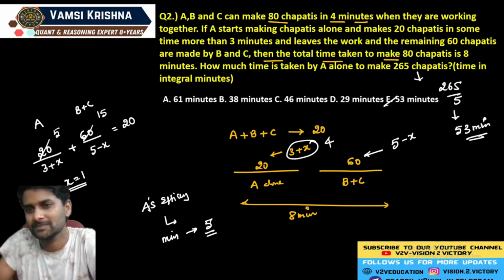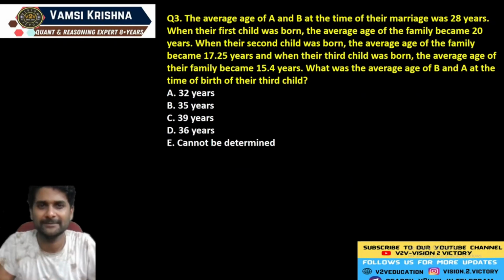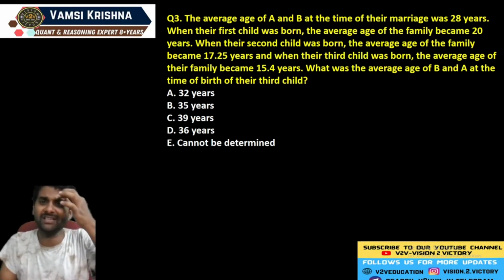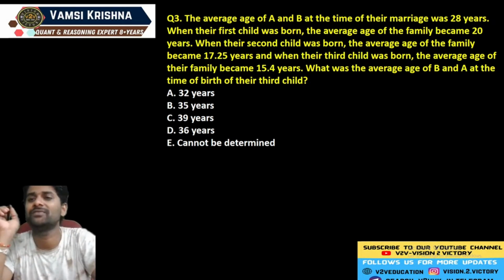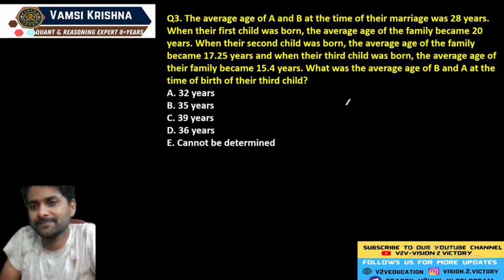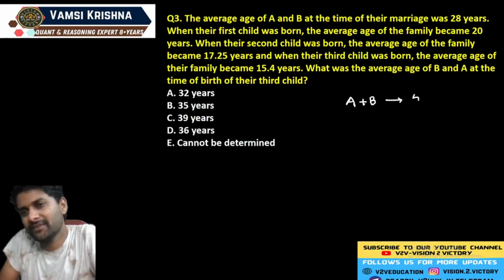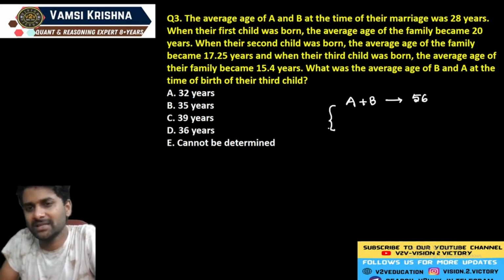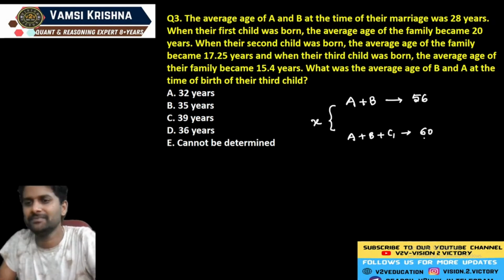We understand the theory. Go through question number 3, averages. Try to understand the information here. See this question: the average age of A and B at the time of their marriage was 28 years. A plus B average is 28, so definitely the sum is equal to 56. Now the question: let us assume that after X years, child 1 is born, and the given average of all those people is exactly equal to 20. Now definitely the sum becomes 60.